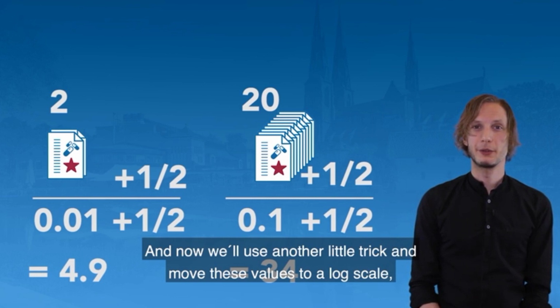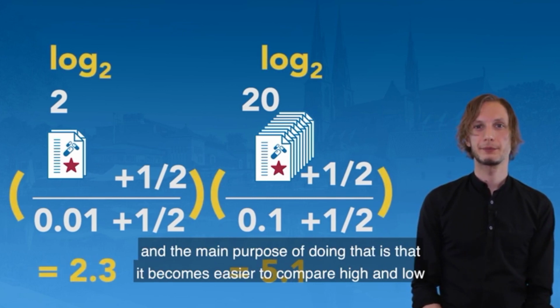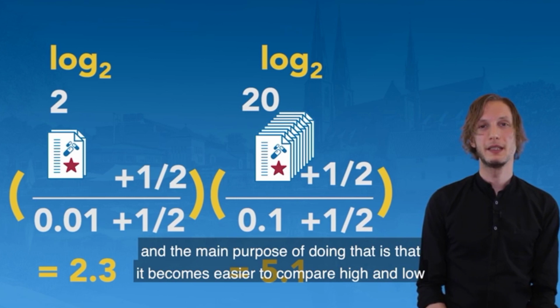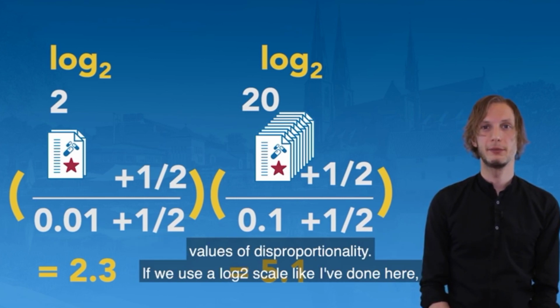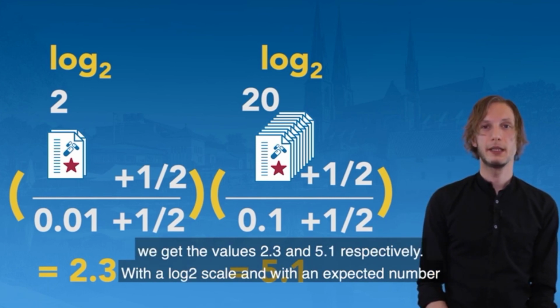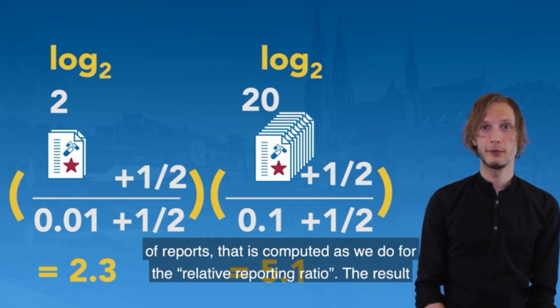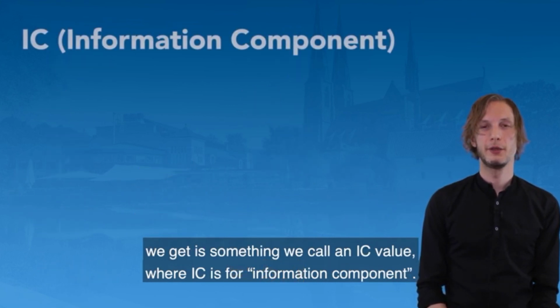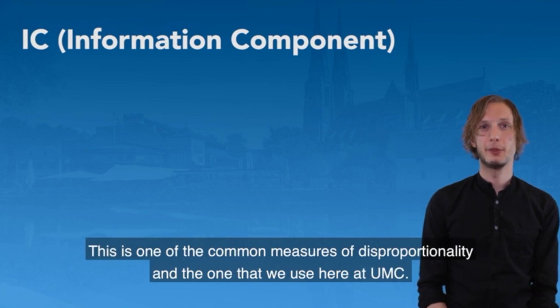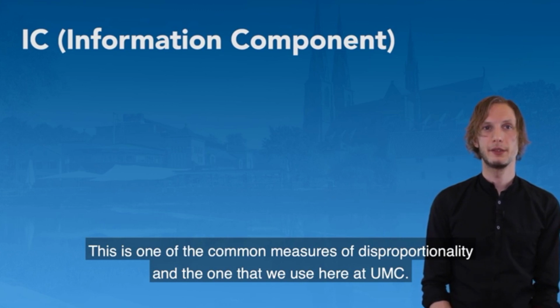And now I'll use another little trick and move these values to a log scale. And the main purpose of doing that is that it becomes easier to compare high and low values of disproportionality. If we use a log 2 scale, like I've done here, we get the values 2.3 and 5.1 respectively. And with a log 2 scale, and with an expected number of reports that is computed as we do for the relative reporting ratio, the result we get is something we call an IC value, where IC is for information component. And this is one of the common measures of disproportionality and the one that we use here at UMC.